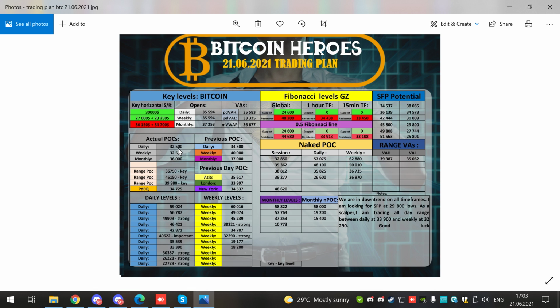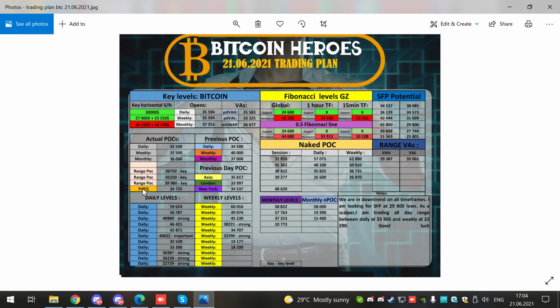Actual point of controls are also important. By the way, if I see a very key level for me, I will mark it as a key level, like key, or I will mark it as strong or important. You will always see some note to it. Okay, so that's point of controls.